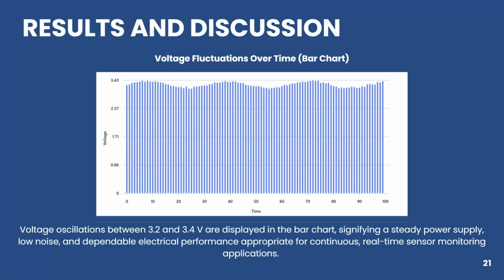Next, the voltage fluctuations over time bar chart. The bar chart shows voltage oscillation between 3.2 and 3.4, signifying a steady power supply, low noise, and dependable electrical power performance appropriate for continuous real-time sensor monitoring applications.